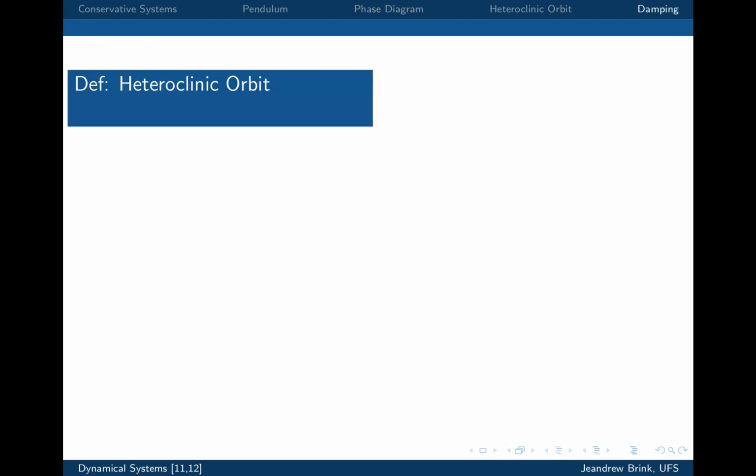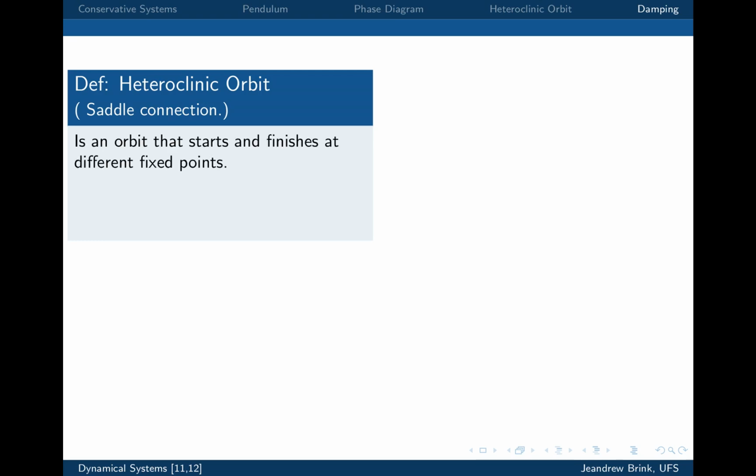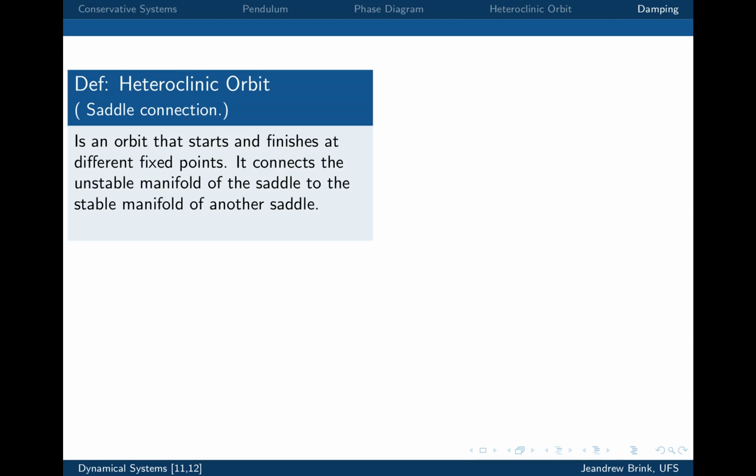Just a few things that we've learned from it. One, just the definition of our heteroclinic orbit, which is that red orbit. They also sometimes call it a saddle connection. It's later going to play an exceedingly important role when chaos starts, because chaos starts when you start moving around that saddle connection. Okay, it's an orbit that starts and finishes at different fixed points. It connects the unstable manifold of the saddle, in other words the arrow that goes out of the saddle, to the stable manifold of another saddle. That's the arrow that comes in, and for the pendulum, this occurs when E equals 1.